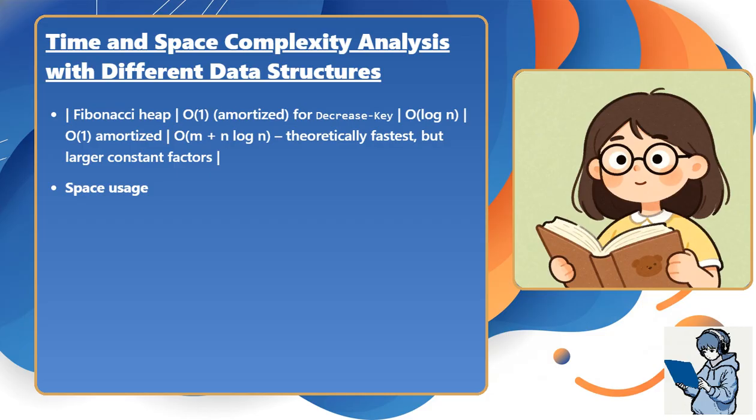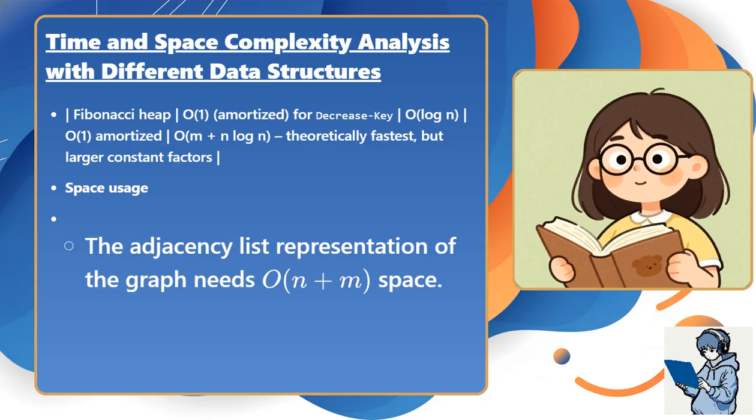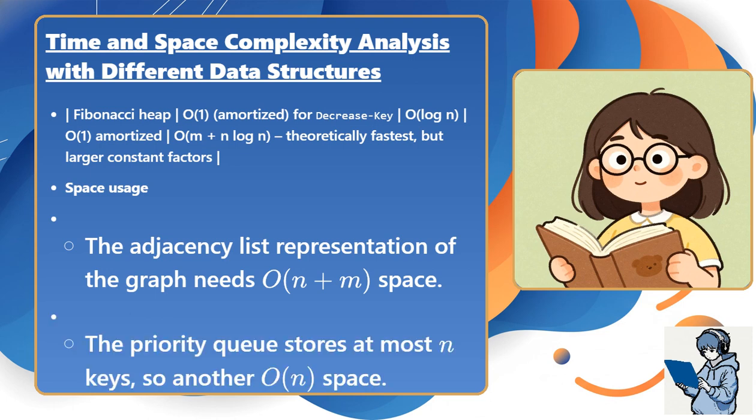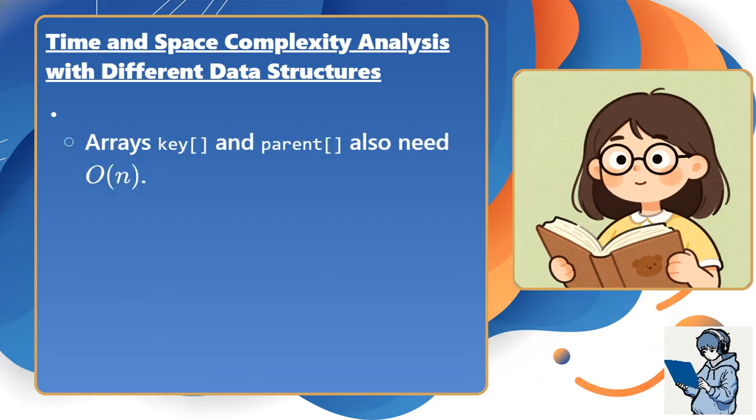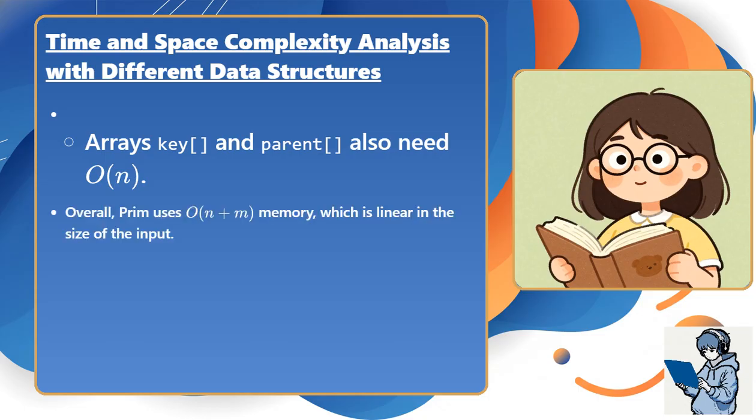Space usage. The adjacency list representation of the graph needs O(n plus m) space. The priority queue stores at most n keys, so another O(n) space. Arrays key[] and parent[] also need O(n). Overall, Prim uses O(n plus m) memory, which is linear in the size of the input.